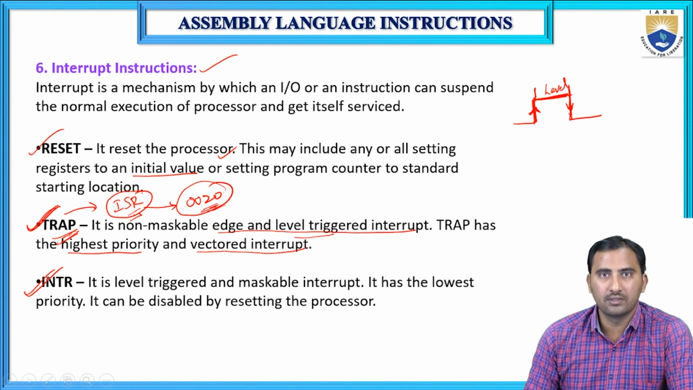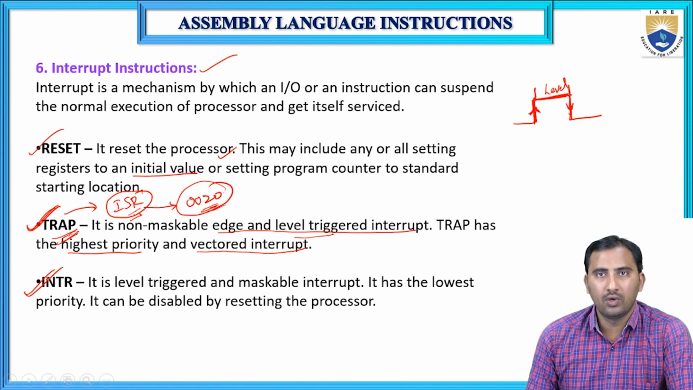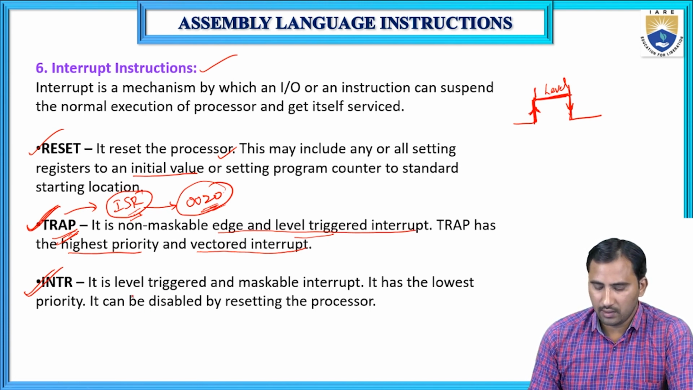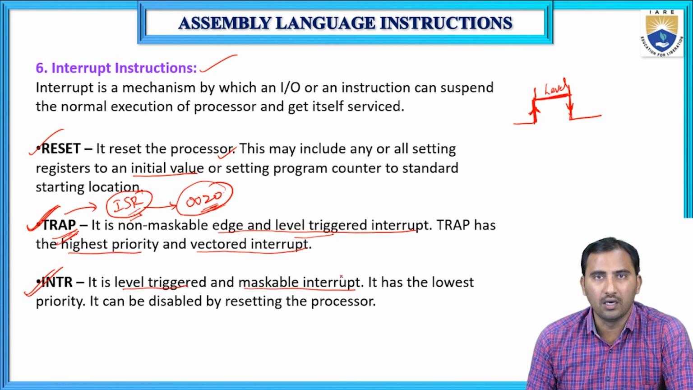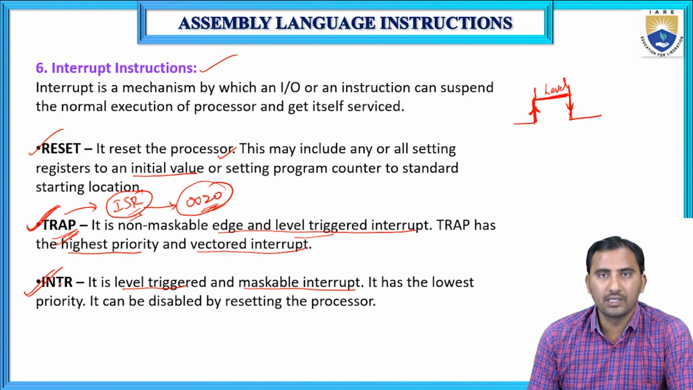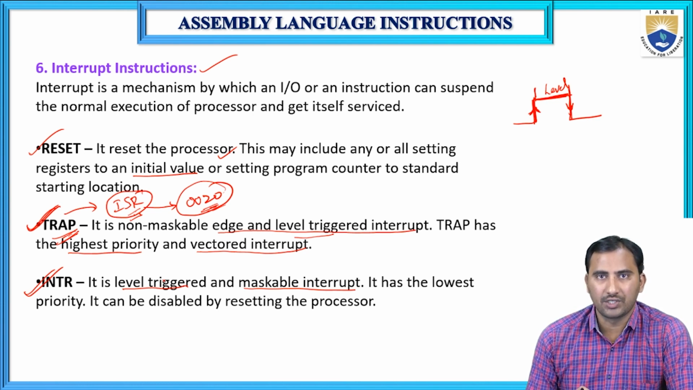And the last one is the INTR interrupt. It is a level triggered and maskable interrupt. Maskable means whenever this interrupt signal occurs, the microprocessor can delay for some time. But the trap is not like that. Whenever the trap interrupt occurs, the microprocessor has to service that immediately. So these are the different interrupt instructions.